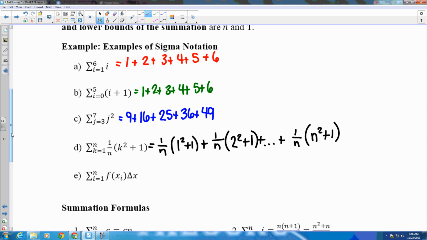In our sigma, we have f of x_i times delta x. 1 to n is our index. So we're going to have f of x_1 delta x plus f of x_2 delta x plus all the way up to f of x_n delta x. That's not going to make any sense to you right now, but it definitely will be looking familiar towards the end of our section.